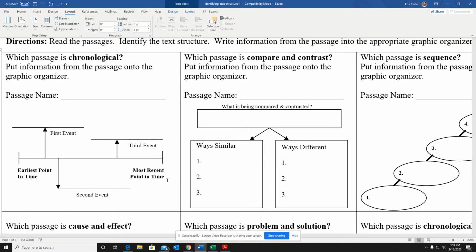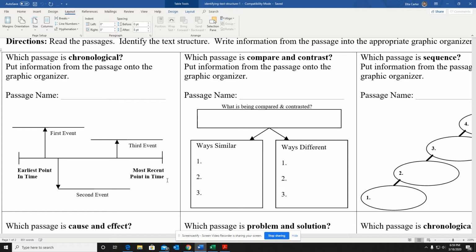Which passage is chronological? Put information from the passage onto the graphic organizer. So it's almost like when you think about your life. I was born January 29th, 1974, to Douglas and Dolores Green. In 1992, I graduated high school. In 1996, I graduated college.